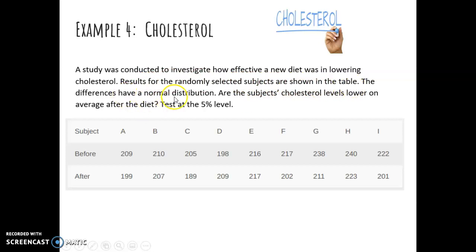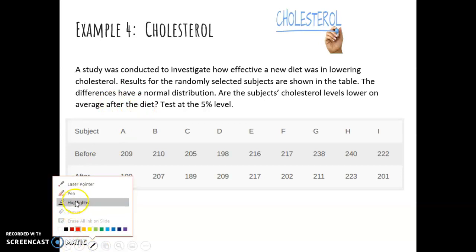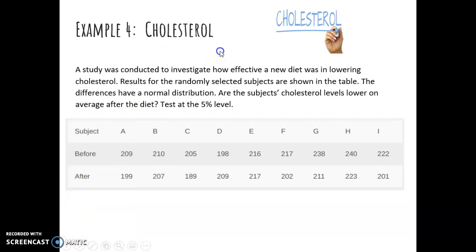The differences have a normal distribution. Are the subjects' cholesterol levels lower on average after the diet? So, since we've actually gone through several examples, three examples on this already in the previous video, why don't you hit pause and try this one yourself and then come back and see how you did.